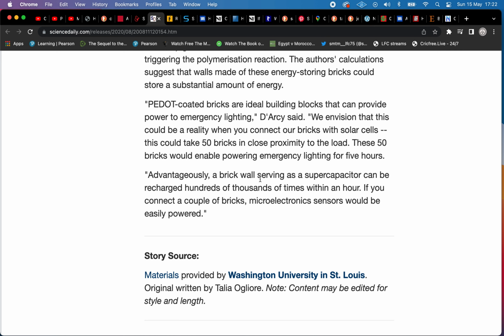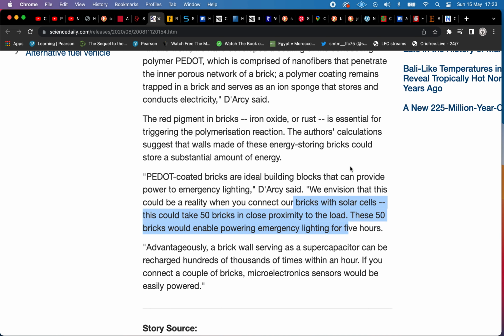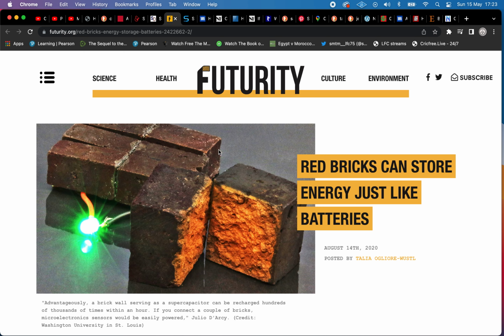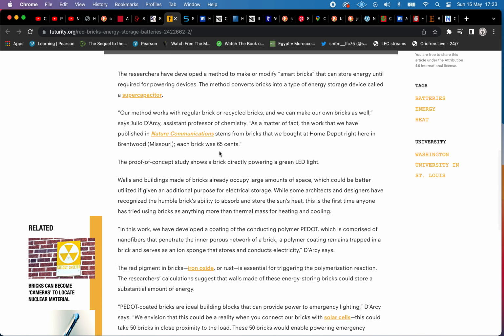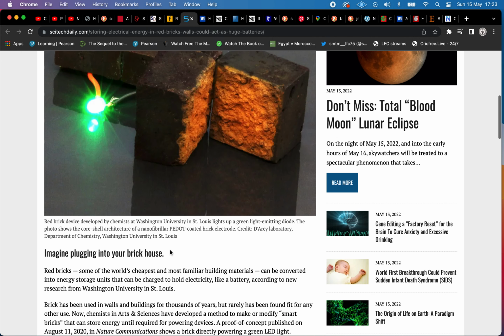So it says here the red brick wall can be recharged hundreds of thousands of times within an hour, and you can connect bricks, and you can actually give power to lighting. So if you connect bricks to solar cells, then you can provide lighting. So again, all sorts of phenomenal technologies that bricks seem to be connected to. This red pigment, the iron oxide, is essential and it can store energy, and it looks like possibly blood was part of this.